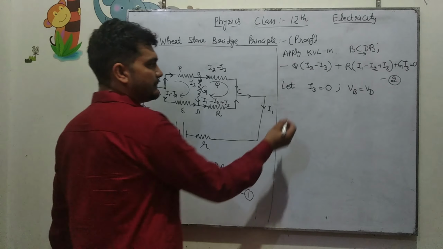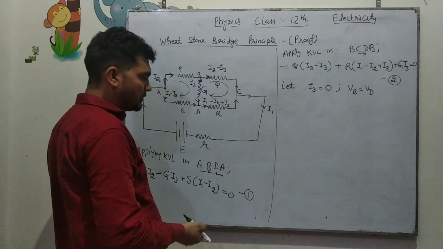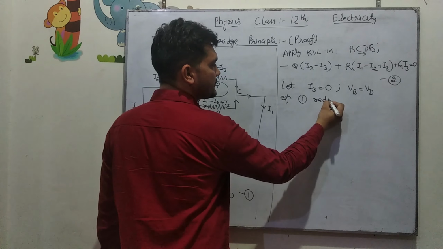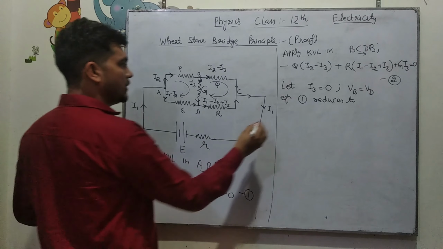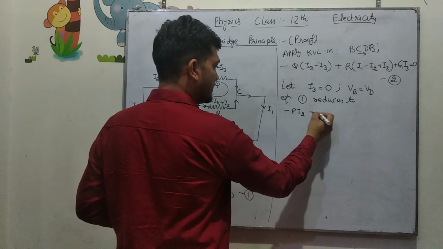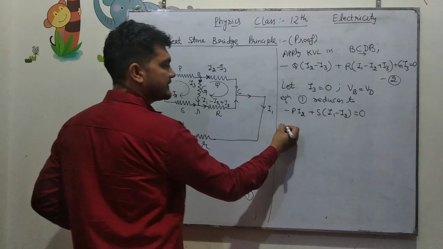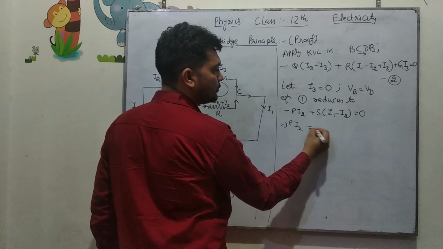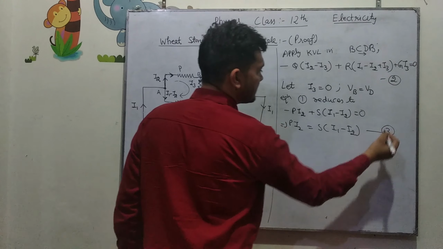If I put I3 is equal to 0, then equation 1 and 2 reduce. Equation 1 reduces to minus P into I2 plus S into I1 minus I2 is equal to 0. You simplify this, you can take P into I2 to that side. P I2 is equal to S into I1 minus I2, say equation number 3.